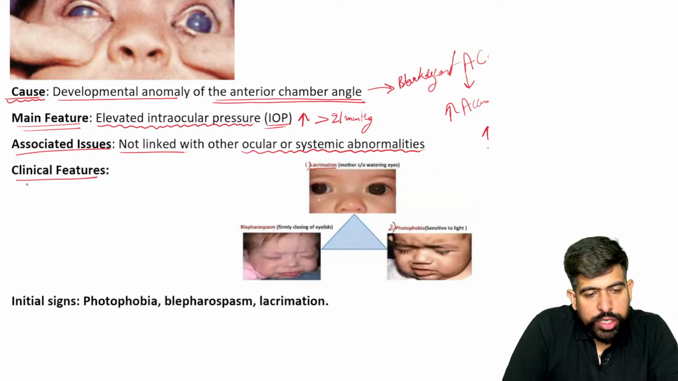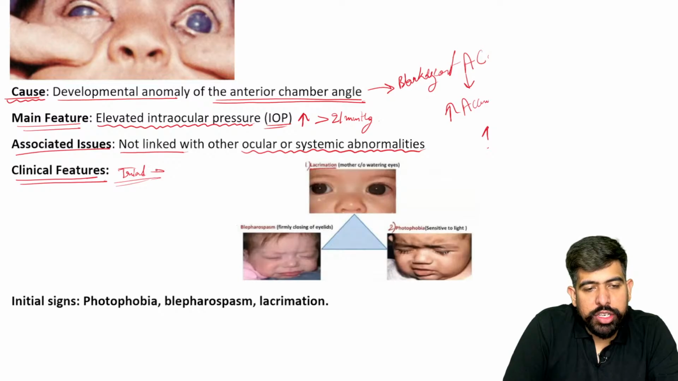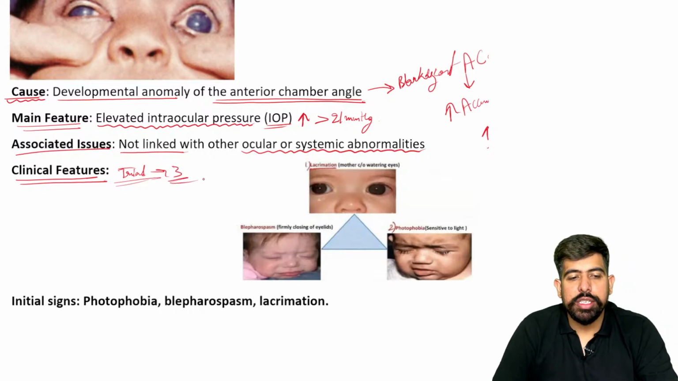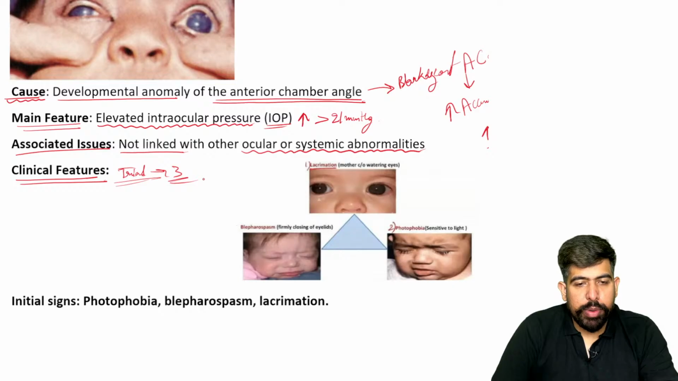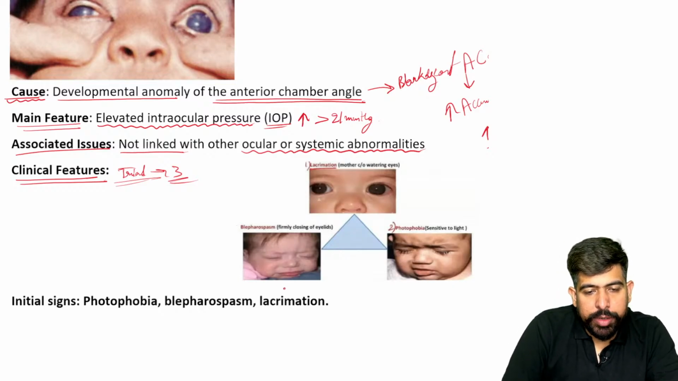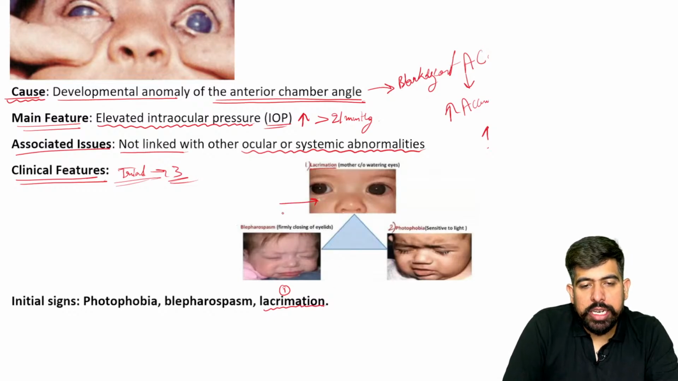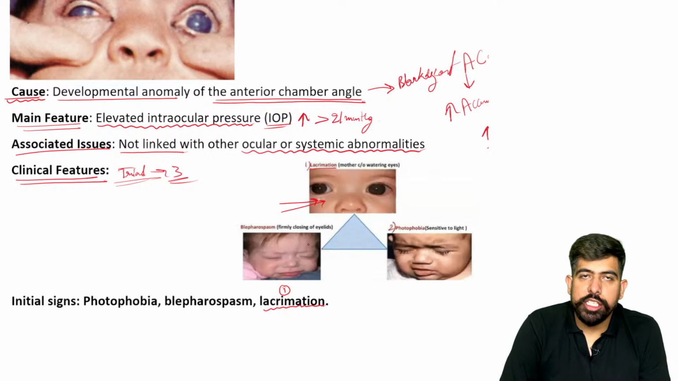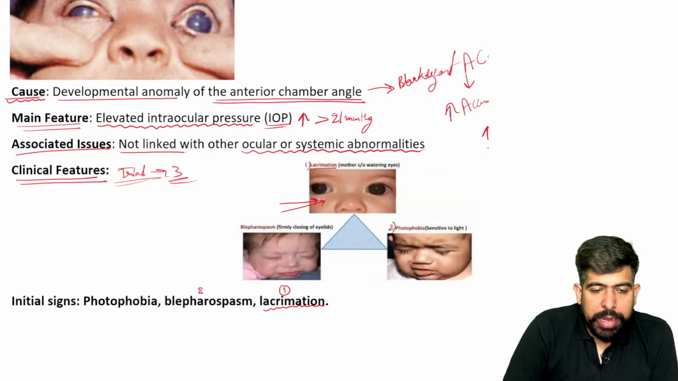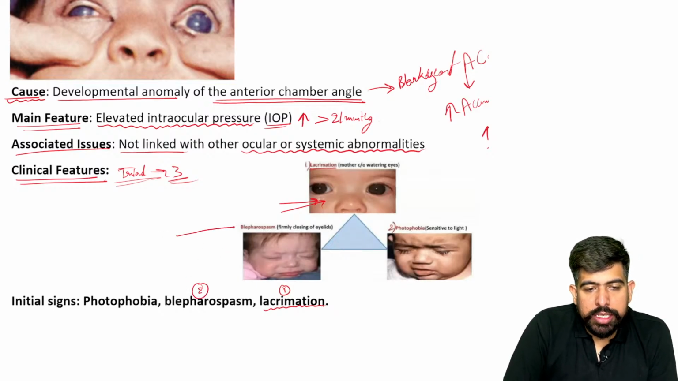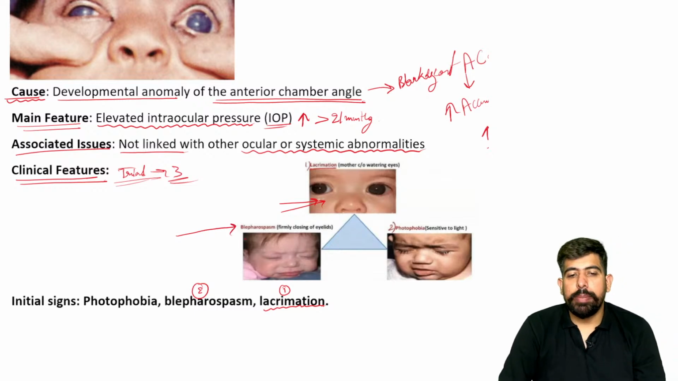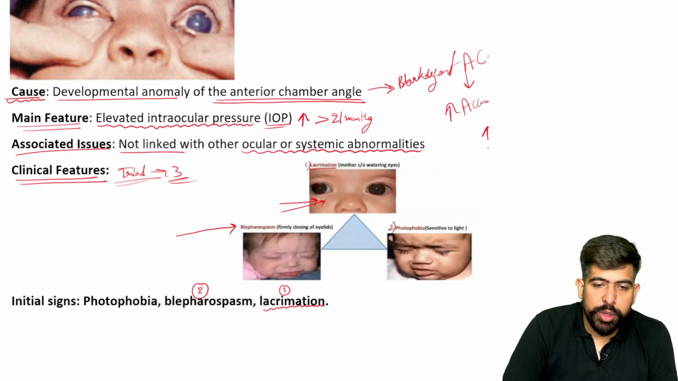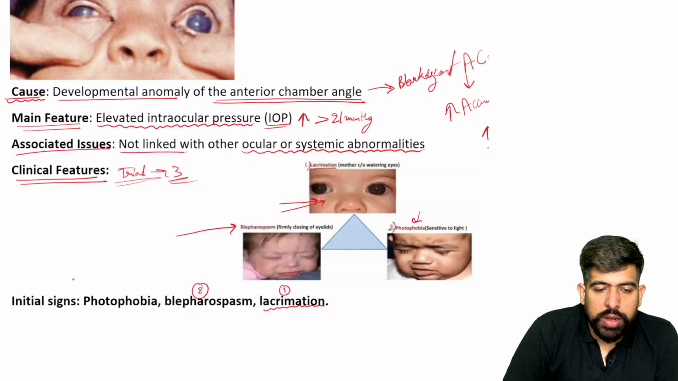But what are the clinical features? There is a triad, meaning three clinical features will be initially present. The first one is lacrimation: continuous lacrimation will be seen in this patient. The second one is blepharospasm, the involuntary closing of the eyelid, which will be seen. And the third one is photophobia.